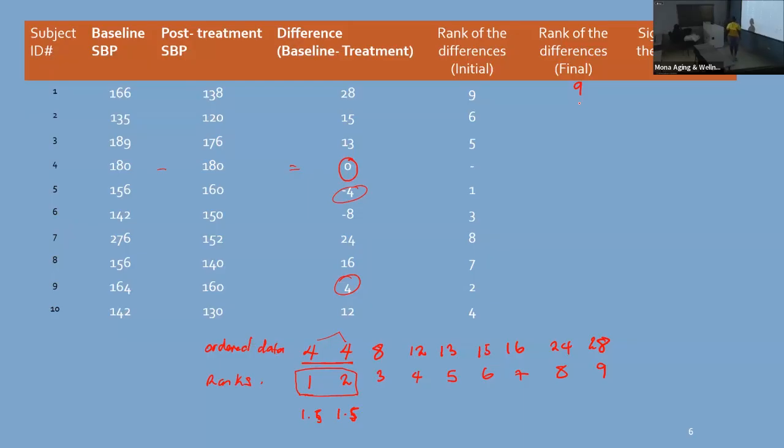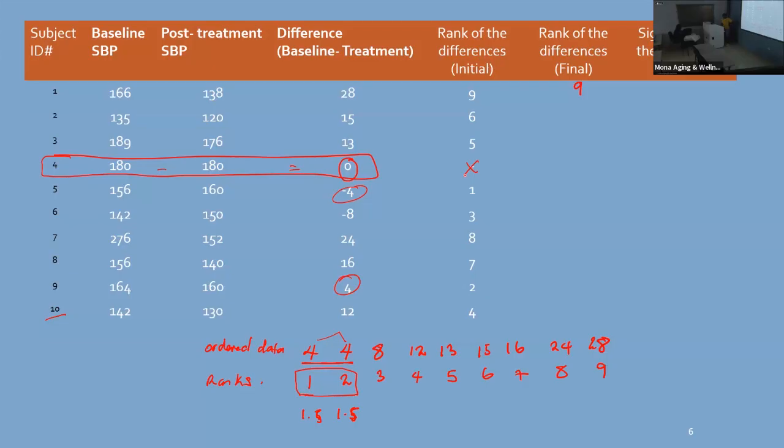I took out the zero. So remember, we started with 10 people, we started with 10 patients. This patient's blood pressure didn't move, so they had a difference of 0. Once you have any 0 differences, and especially because it's just one 0, we're not going to consider that patient and we reduce the sample size by 1.